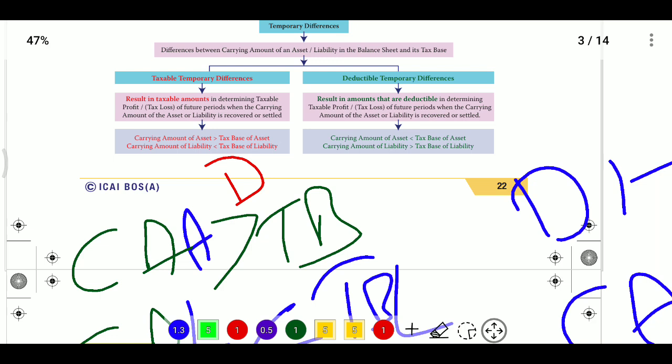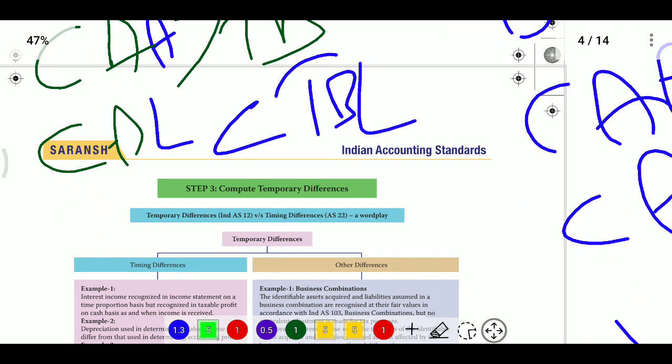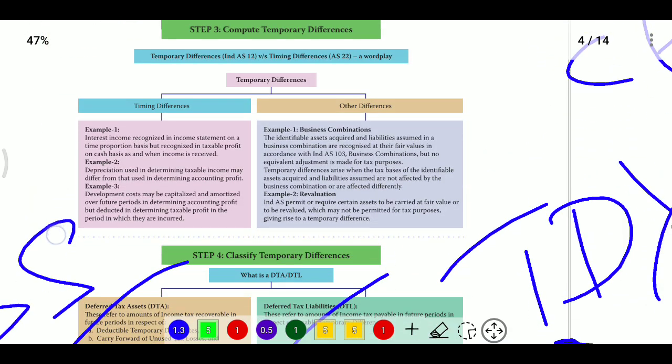It leads to saving of tax in future. So deferred tax asset is created here if the carrying amount of asset is less than the tax base of asset, or the carrying amount of liability is greater than the tax base of liability. We talked about these cases. After that, the calculation of this DTA or DTL amount.